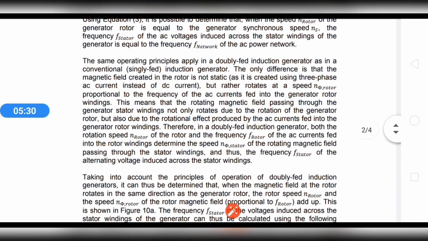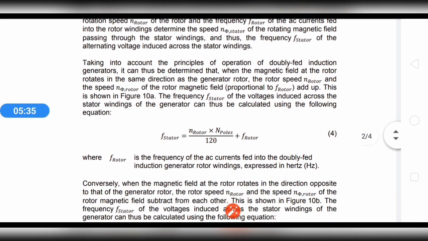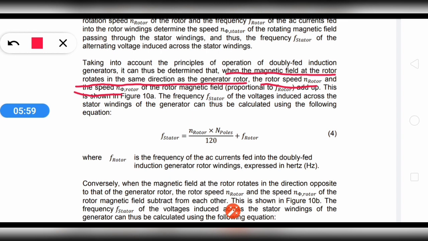Now we all know that the formula is changing, so taking into account the operation of DFIG, it can be determined when the magnetic field at the rotor rotates in the same direction as the generator, and when it is rotating against the direction. When both are rotating in the same direction, the rotor speed and the speed of the rotating magnetic field add up. They both add up.